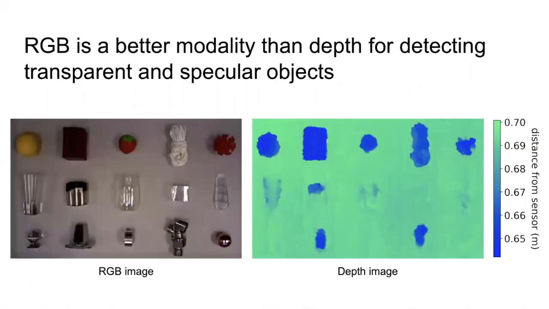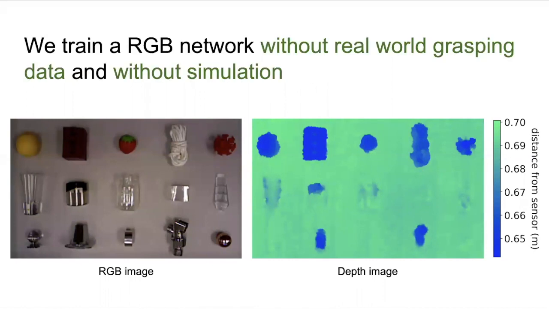In the image below, we show 3 rows of objects: opaque, transparent, and specular. The opaque objects in the first row have well-estimated geometry from the depth sensor, as shown in the depth image on the right. However, the transparent and specular objects, shown in the second and third rows, fail to appear or are missing parts of their geometry. On the other hand, these transparent and specular objects are more clearly visible in the RGB images, shown on the left. Our method leverages this RGB data to learn to grasp transparent and specular objects.